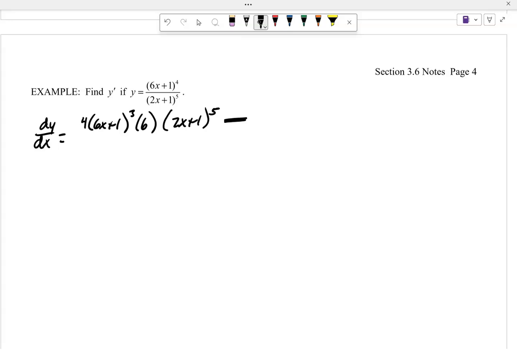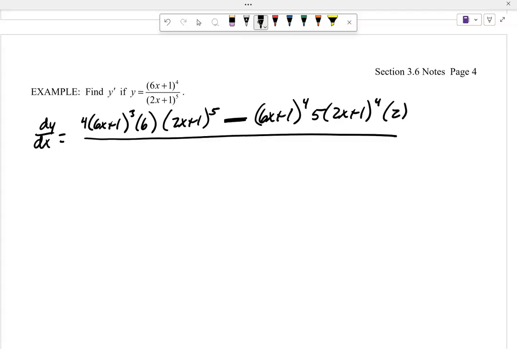Minus, with the quotient rule, the top. And then I go derivative of the bottom. So I got 5 times 2x plus 1 to the 4th. The derivative of 2x plus 1 is just 2. And then this is all over the bottom squared. And we just got to clean this mess up.